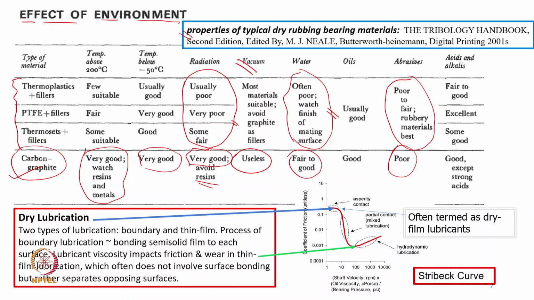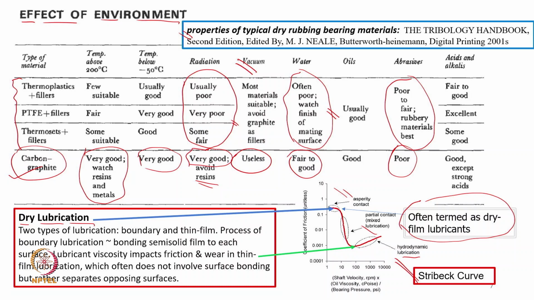So what we are trying to summarize this way, we say dry lubrication, because earlier we covered tribology, and we shared that there is hydrodynamic lubrication, mixed lubrication, asperity contact, and asperity contact is basically dry lubrication. That's why I have written here, often termed as a dry film lubricant.